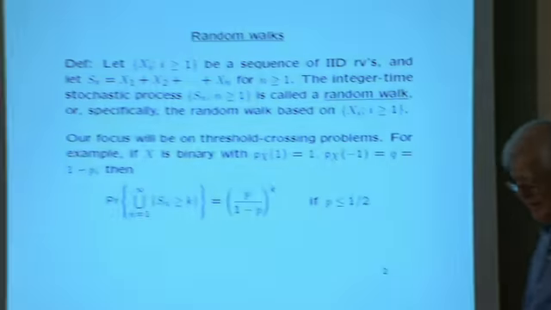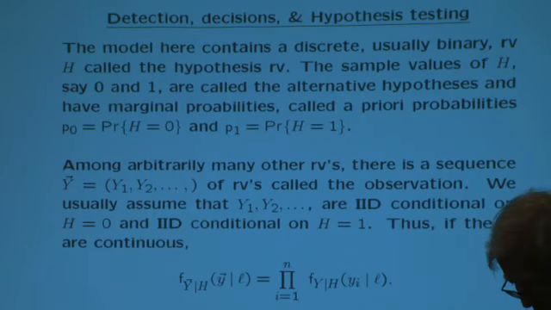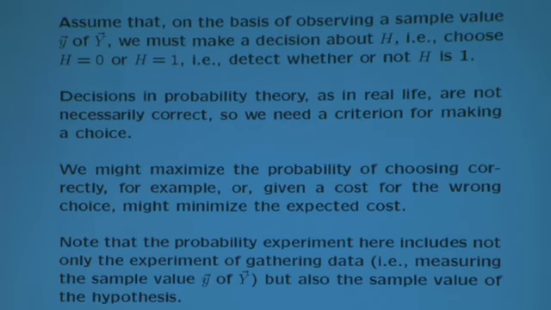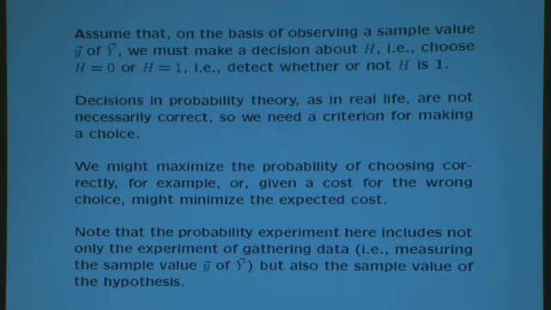So here we go. Assume that on the basis of observing a sample value of this sequence of observations, we have to make a decision about h. We have to choose h equals 0 or h equals 1. We have to detect whether or not h is 1.